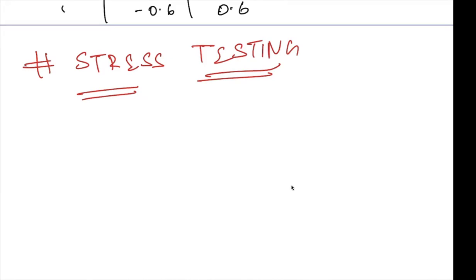If the results are satisfactory, then you go on to the stress testing. Otherwise, the cycle repeats and repeats and repeats, and it's a very exhausting exercise. So now coming on to the stress testing of the model.